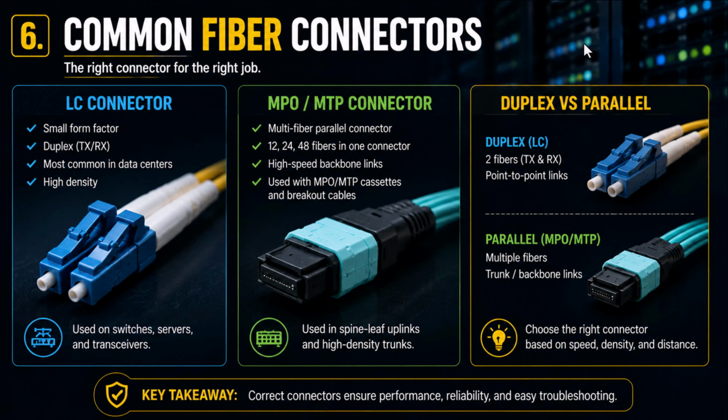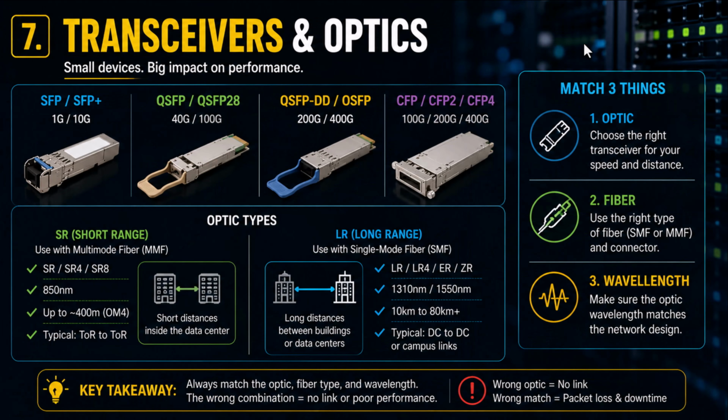Now let's look at the connectors. One connector you'll see very often in networking is LC. It's small, compact, and widely used with optical transceivers. For higher density connections, you'll also see connectors such as MPO or MTP. These can carry multiple fibers in a single connector, which is very useful for high density and high bandwidth environments. The connector might look like a small detail, but using the correct connector and polarity is critical for getting the link up. The cable alone isn't enough.